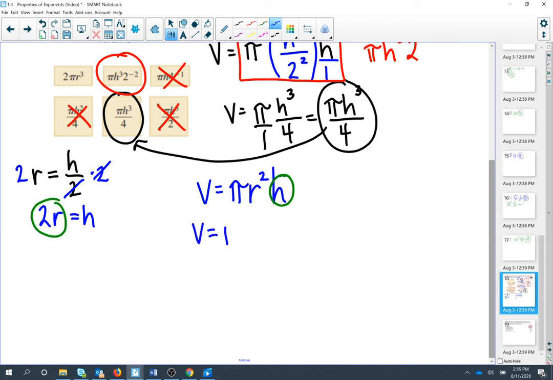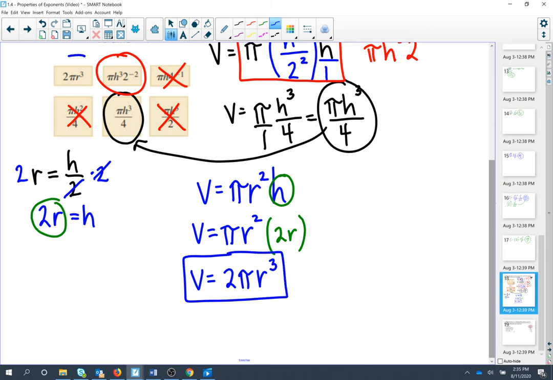Volume equals pi r squared times 2r. And then I'm going to simplify. So volume equals, I've got r squared times r, and I've got 2 times pi. So 2 pi r squared times r is r cubed, and this is now that.